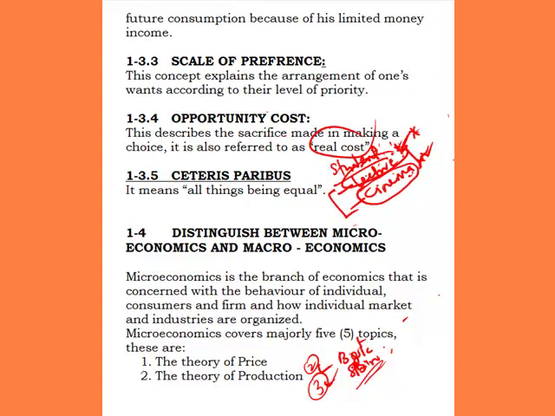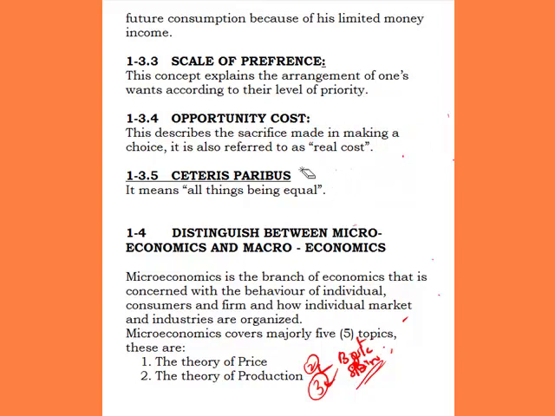And that's that. So now the next one is ceteris paribus. Ceteris paribus simply means all things being equal. Now when we say all things being equal, what do we mean? It means provided all other conditions affecting a particular variable remain constant, then the assumption that I'm making is correct. So let's talk about this.